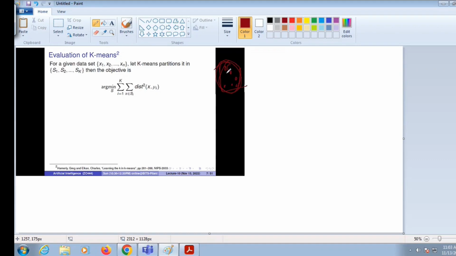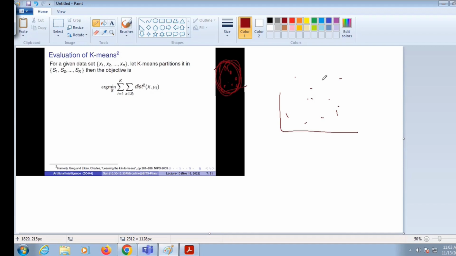Do you agree with me? It may be possible, because I started from a random place, that I could not get a good cluster. So the idea is this: let's assume that a few points are there.